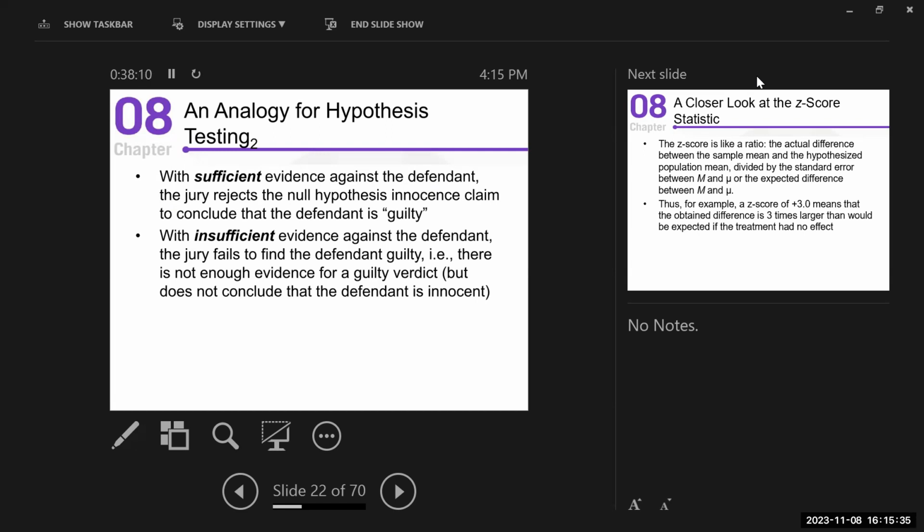On the other side, with insufficient evidence against the defendant, the jury fails to find the defendant guilty. So they don't have enough evidence. They must let him go, let her go. They conclude that the defendant is innocent. So they got away with the crime.